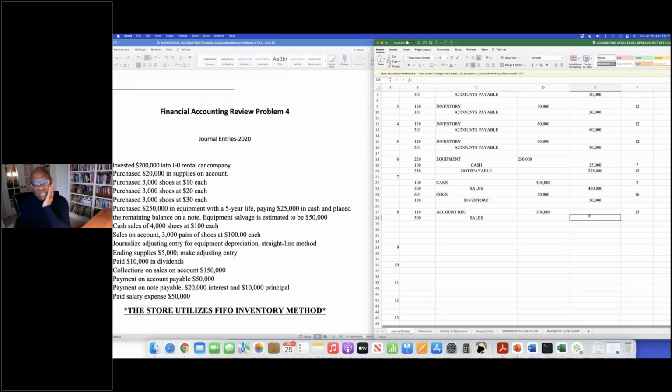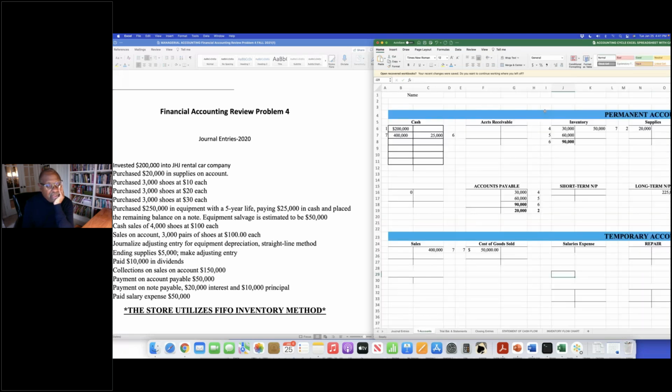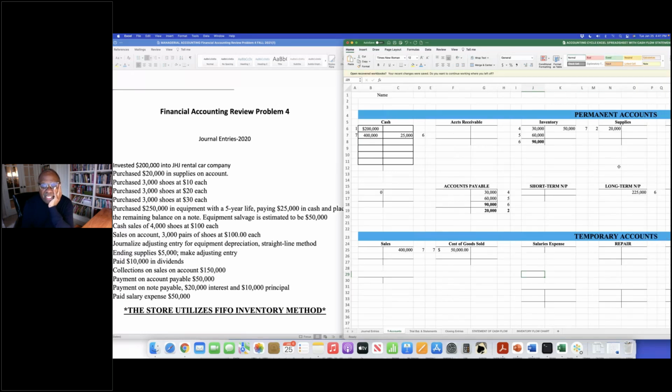We got to post that. So let's go to the T accounts. So we're on number 8, correct? So we're going to go to accounts receivable, 8, and put the 300,000 in. What are we going to credit? Sales of 300,000. Any questions? Now we got to make the same journal entry here.